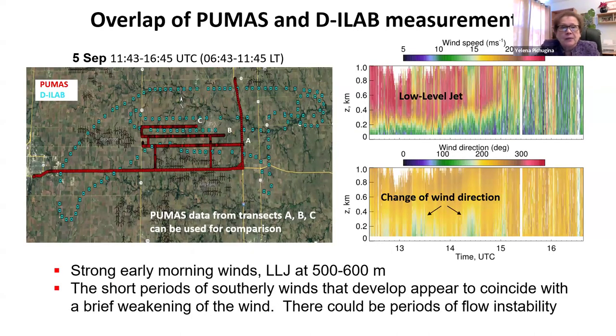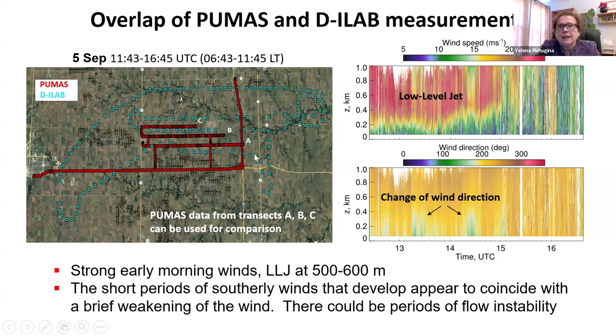As I said previously, we had some overlap with dial-up aircraft flights. Here you can see in magenta the track of the flights for this day, September 5th. And in red, it's shown just the transect from Puma. And I think that we can later compare data from transects A, B, and C with what we can get from the aircraft measurements.